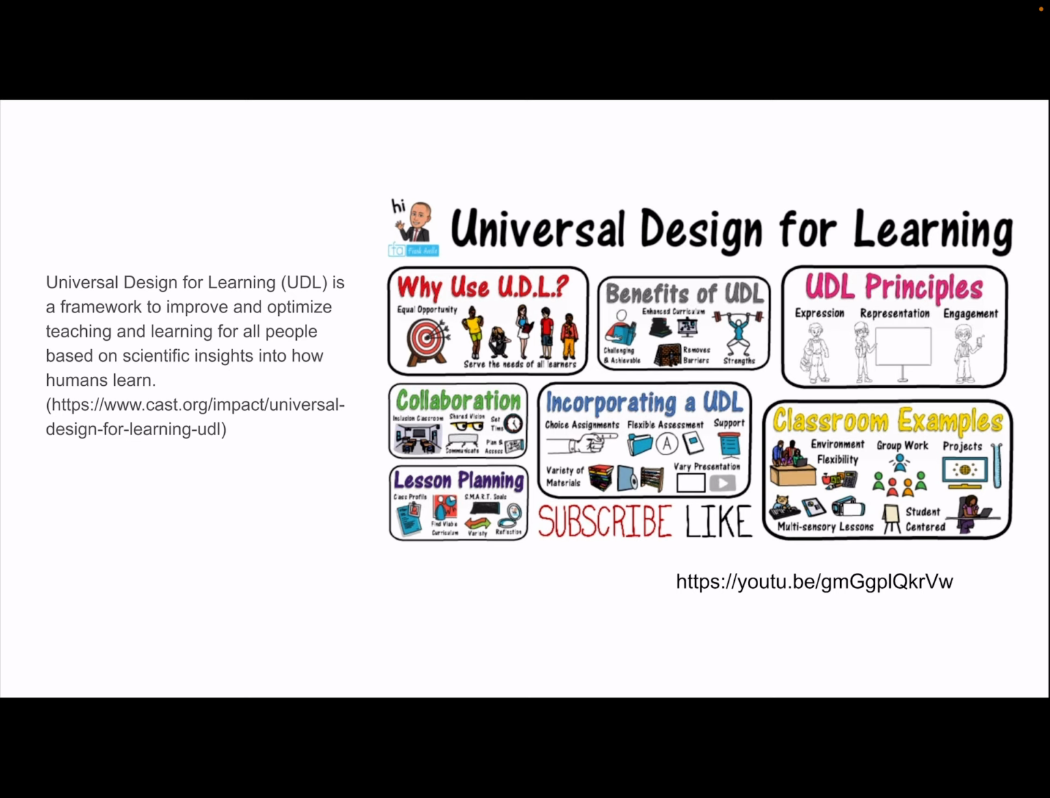It shows why I use the UDL for equal opportunity, the benefits, the principles, the collaboration aspect, how the lesson planning incorporates with UDL, and all the ways UDL can be incorporated in the classroom, from support, assessments, variety of materials, technology, varying ways of presenting, and then some classroom examples, which would be environment flexibility, multisensory lessons, student-centered group work, and projects.